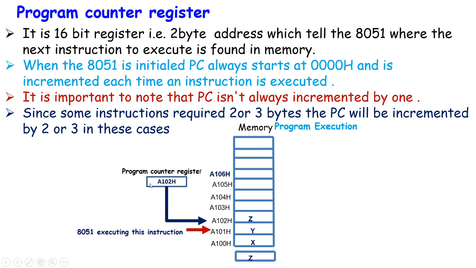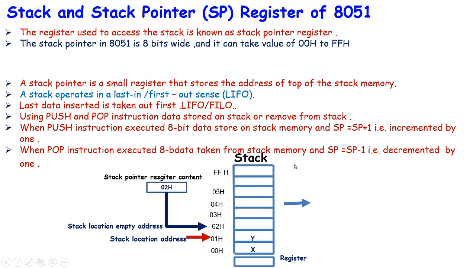When the 8051 microcontroller is executing instruction Y, suppose the next instruction address given by the program counter register is A102H. This means the program counter register gives the address of the next instruction which is to be executed, and that Z instruction gets executed when the program counter gives the address. So this is the program execution and this instruction gets selected.